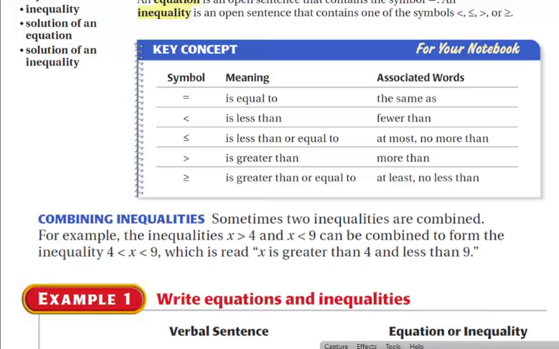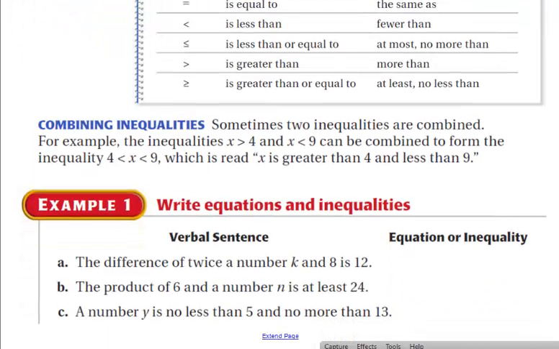Sometimes two inequalities are combined. For example, the inequalities x greater than 4 and x less than 9 can be combined to form the inequality 4 less than x, x less than 9, or x is between 4 and 9, which is read x is greater than 4 and less than 9. Let's look at the first example.